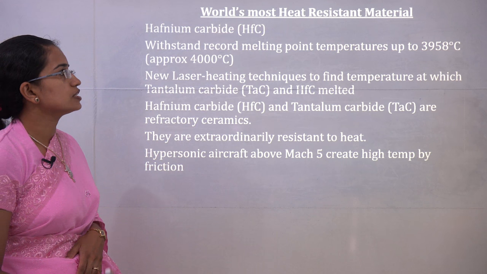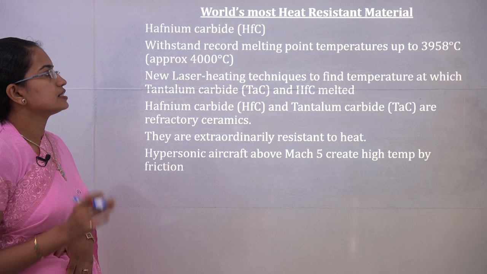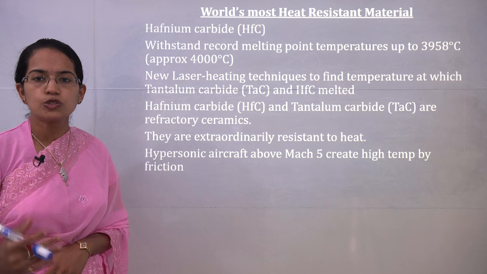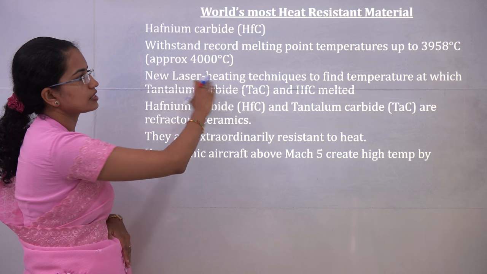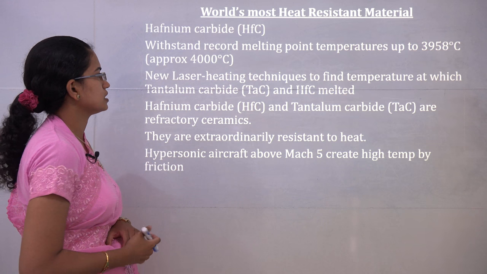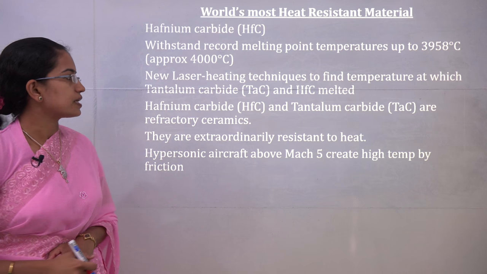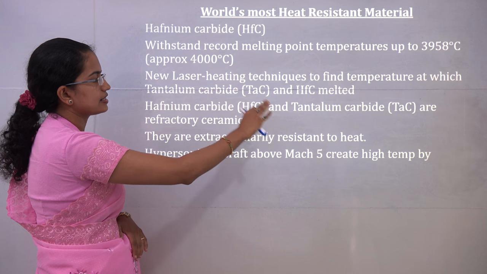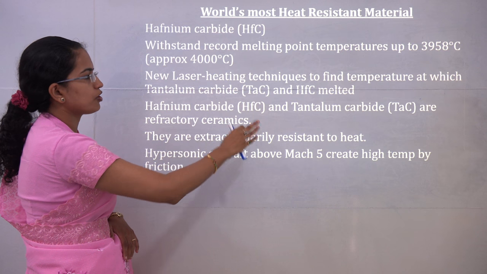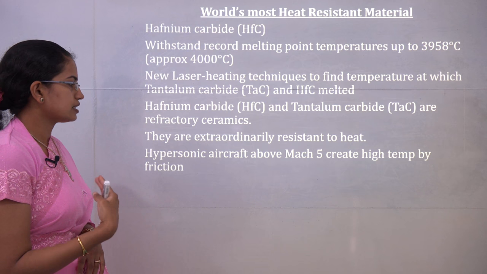The next is the world's most heat resistant material. Hafnium carbide is now considered the world's most heat resistant material, and it can withstand a temperature of up to 4000 degrees Celsius. New laser heating techniques were used to record this temperature. Till now it was tantalum carbide and HfC which were melted. Both of these are refractory ceramics.